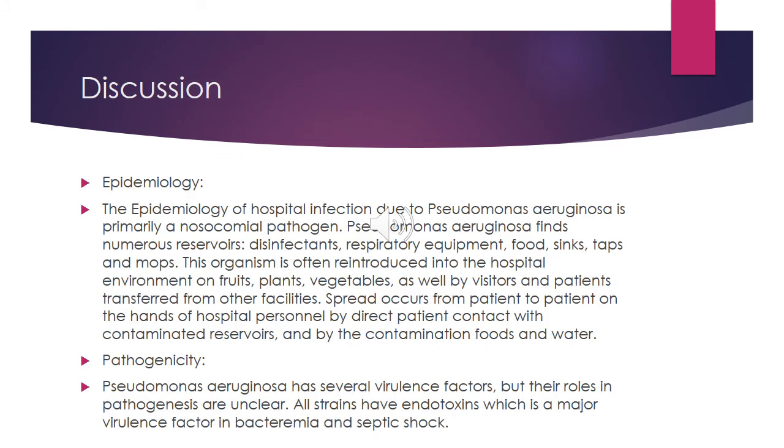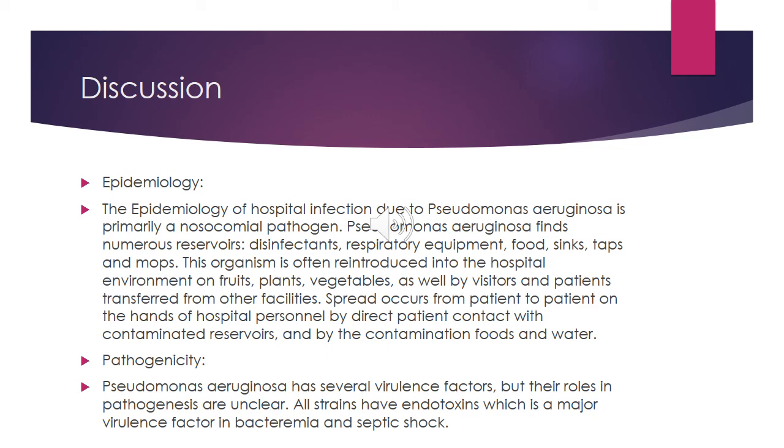And in this slide, I had a brief discussion of the pathogenicity and the epidemiology of Pseudomonas aeruginosa. Pseudomonas aeruginosa has several virulence factors, but their roles in pathogenesis are unclear. All strains have endotoxins, which is a major virulence factor in bacteremia and septic shock.